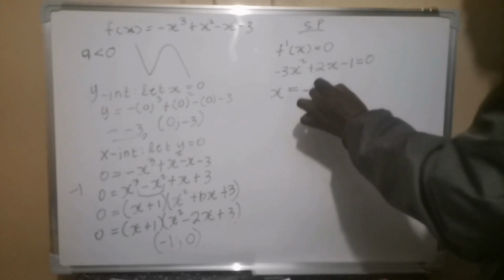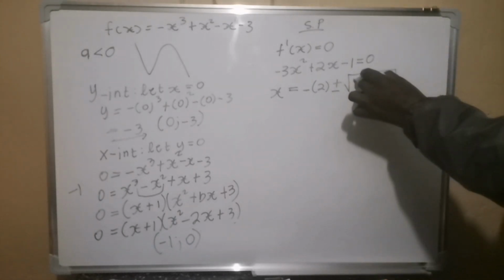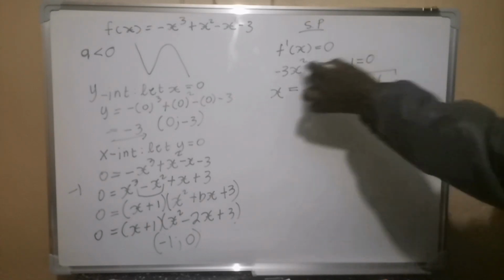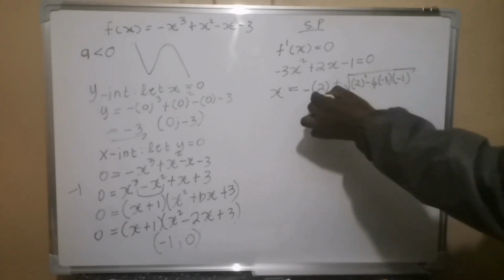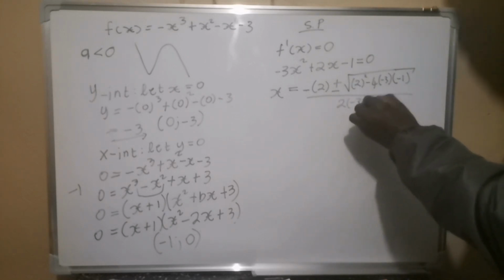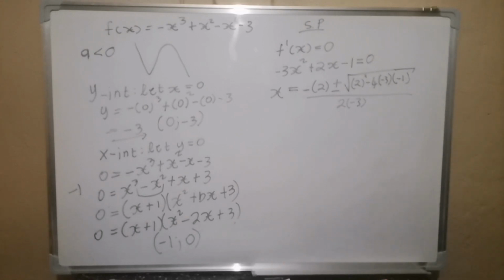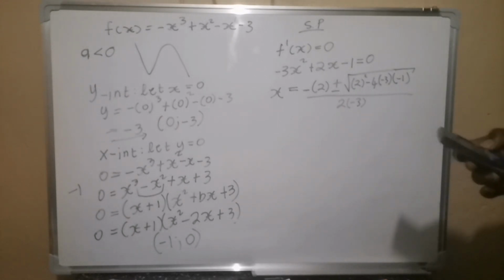So it's -2 plus or minus the square root of 2 squared again, minus 4 times a, which is -3, times c, which is -1, all divided by 2 times -3. Next, I'm going to put this on my calculator. I'm going to have -2, plus, I'll start with plus here, 2 squared minus 4 times -3 times -1, all divided by 2 times -3. My answer gives me a math error.